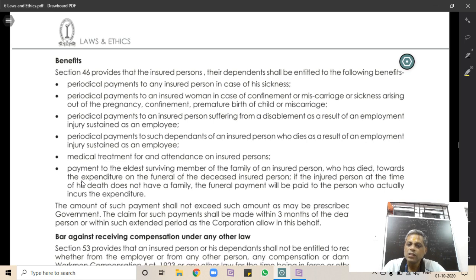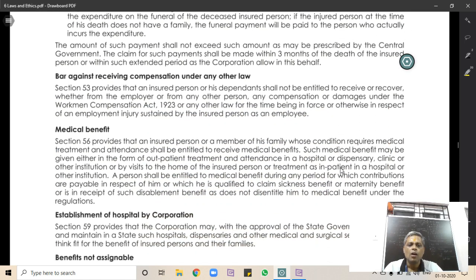And if the insured person at the time of death does not have a family, the funeral payment will be paid to the person who actually incurs the expenditure. This expenditure has to be claimed within a period of 3 months from the death of the insured person, or within such extended period as the corporation allows in this behalf. Otherwise, in the normal scenario, this expense should be claimed within a period of 3 months from the death of the insured person. Hope this is clear, right?